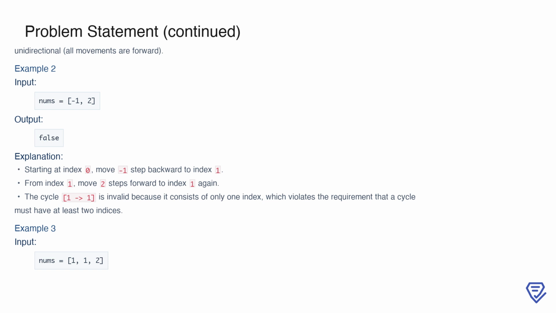In the second example, the input is nums equals -1, 2. Starting at index 0, you move backward 1 step to reach index 1. From index 1, you move forward 2 steps, which wraps around and brings you back to index 1. This forms the cycle 1-1. However, this cycle is invalid because it includes only one distinct index, which violates the requirement that a cycle must consist of at least two indices. Therefore, the output for this example is false.